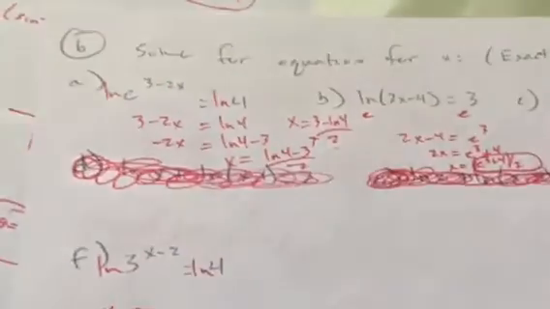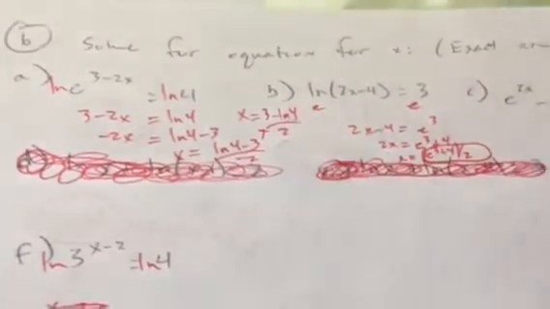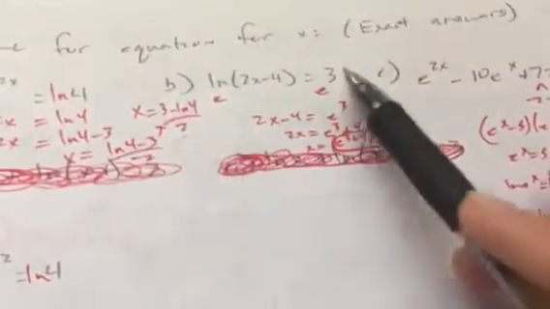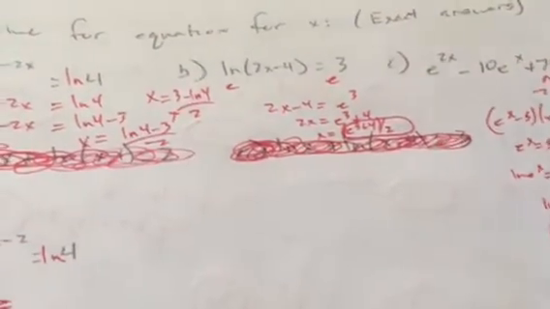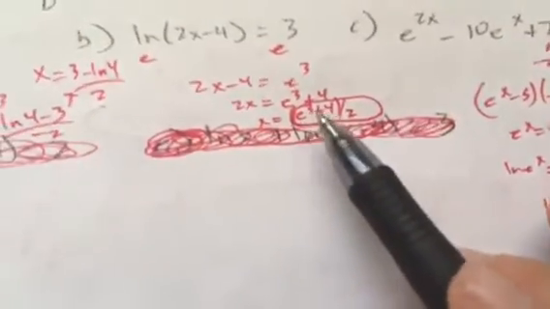Attach natural log to both sides. Subtract 3. Divide by -2. You can write it like that or that. Here, attach e as the base. 2x minus 4 comes on down. Add 4 to both sides. Then divide by 2. That's e to the 3rd plus 4, all of that divided by 2.